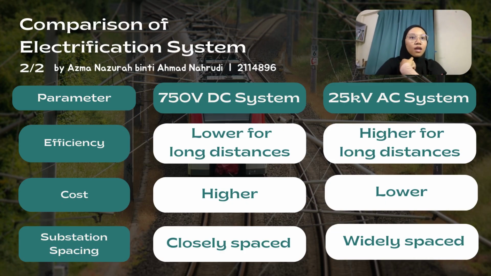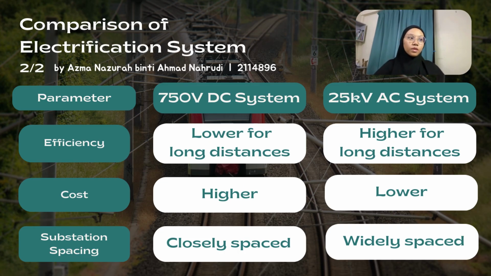So let's talk about the cost. Why does the 750 volt DC system have higher cost? Remember our equation, P equals IV. To create the same amount of power, the 750 volt DC system has a very small voltage, right? So we need more current. More current means more losses, and more losses mean more cost. It's just that. And the 25 kV system has lower cost because P equals IV: V big, I small, cost small, right? That's it. And the last one is substation spacing.